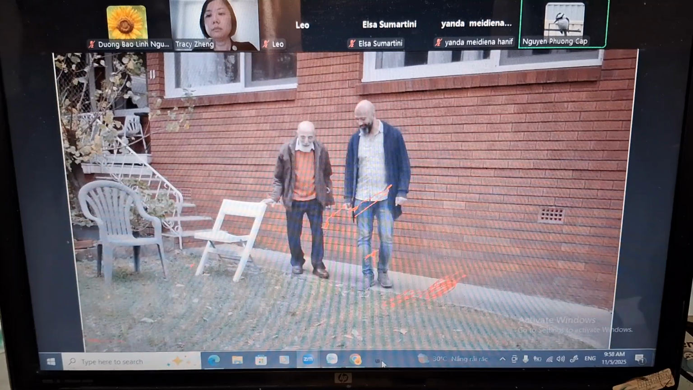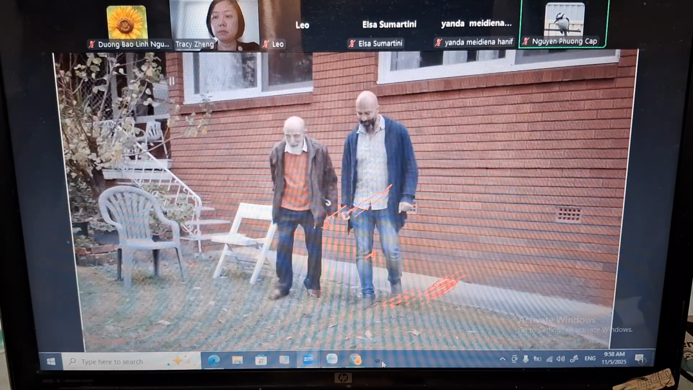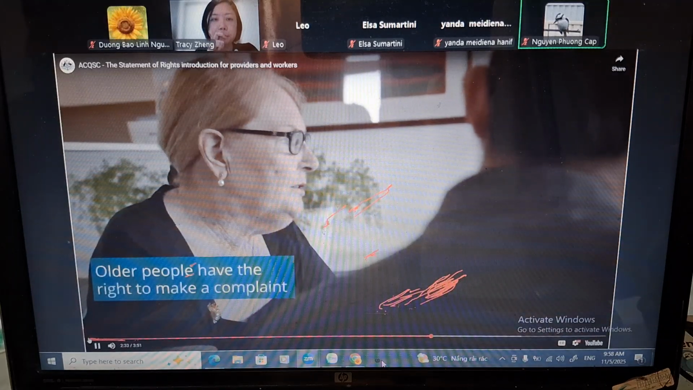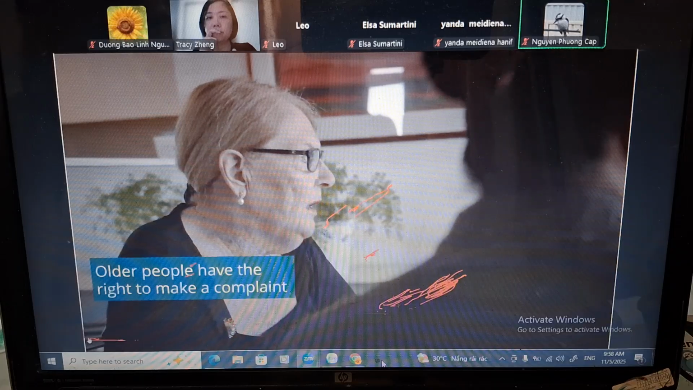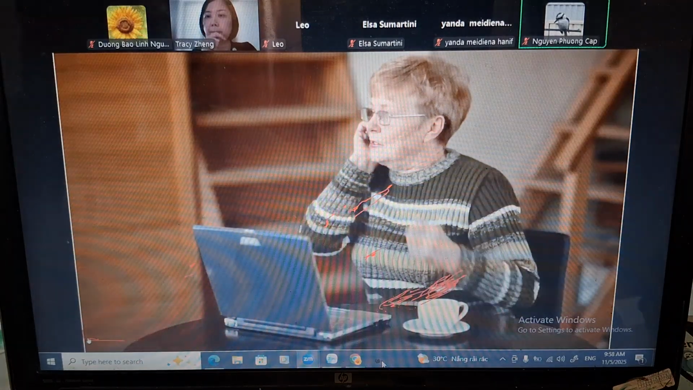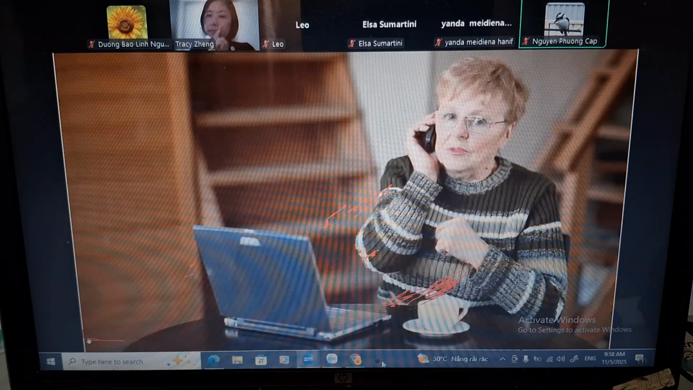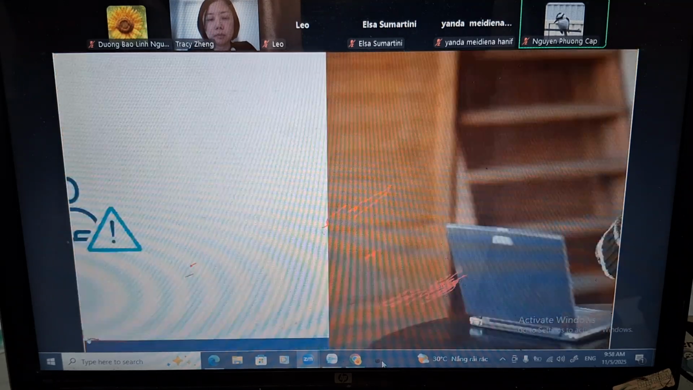If an older person thinks a provider isn't delivering care and services in a way that's in line with the Statement of Rights, they have the right to make a complaint. They need to be able to do this without fear of being punished or unfairly treated by the provider. If an older person isn't happy with the outcome or prefers not to speak to the provider, they can make a complaint to our Complaints Commissioner.